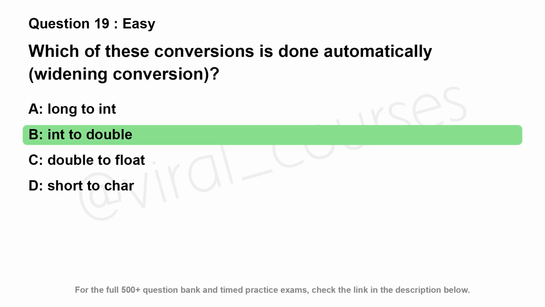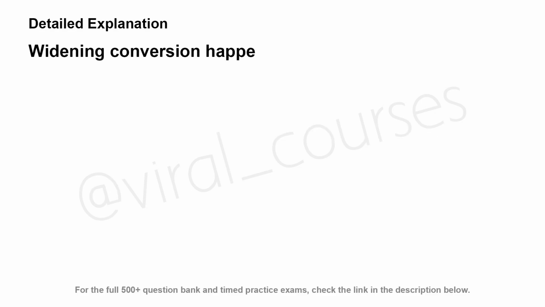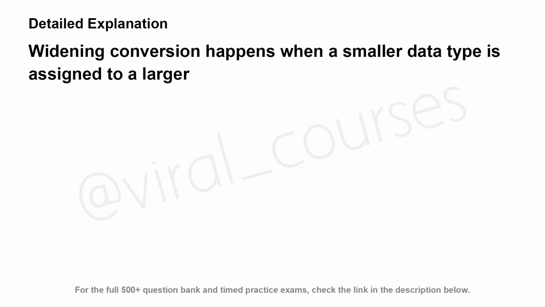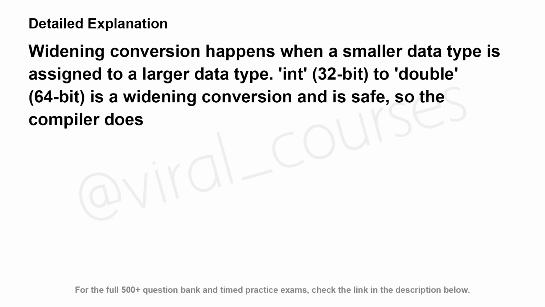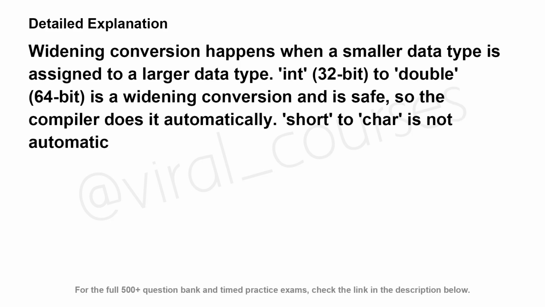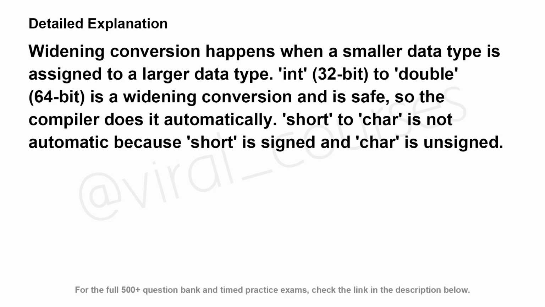The correct answer is B. Widening conversion happens when a smaller data type is assigned to a larger data type. Int 32-bit to double 64-bit is a widening conversion and is safe, so the compiler does it automatically. Short to char is not automatic because short is signed and char is unsigned.